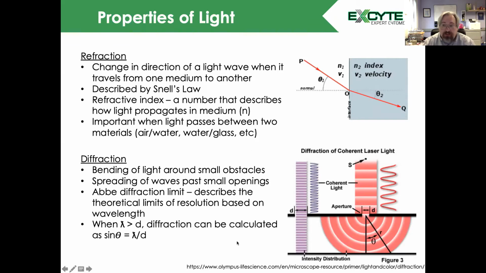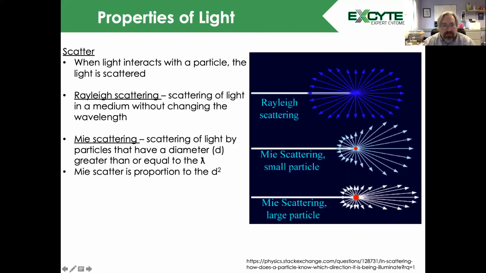Diffraction is a concept also from microscopy, bending light around small objects. If the diameter of our object is wider than the wavelength, the light will just pass through. However, if the diameter is smaller, we see diffraction patterns as shown here. Diffraction is also the principle behind the Abbe diffraction limit, which describes the theoretical limits of resolution based upon the wavelength.